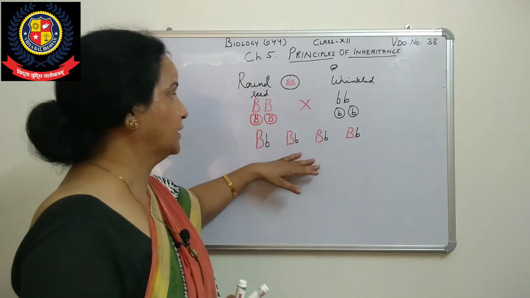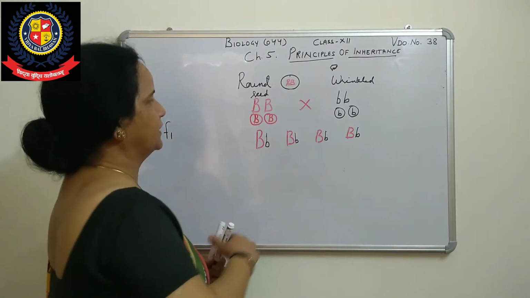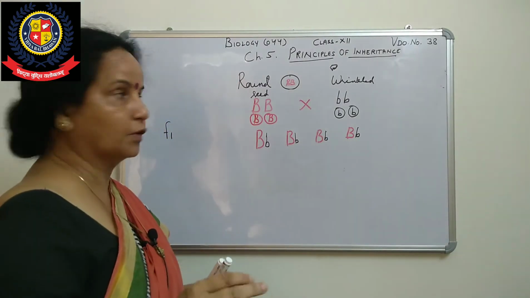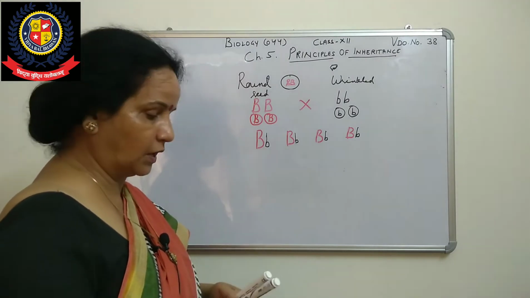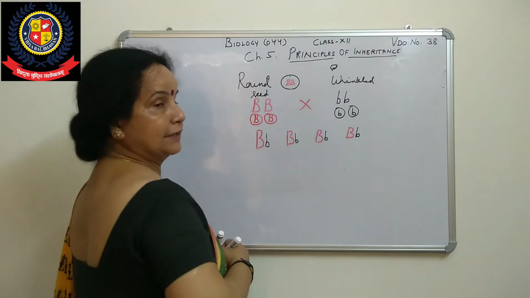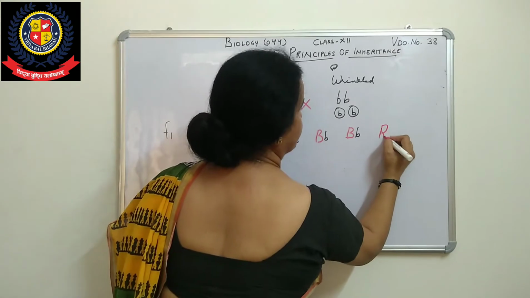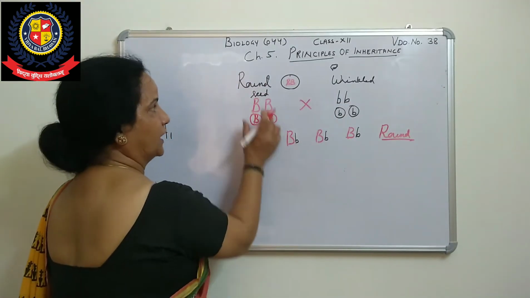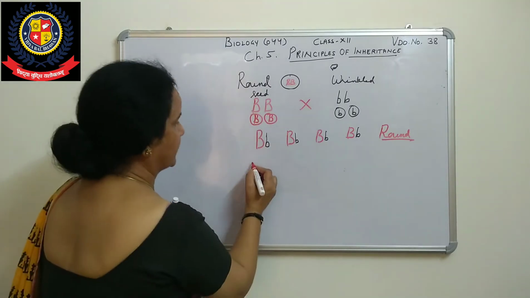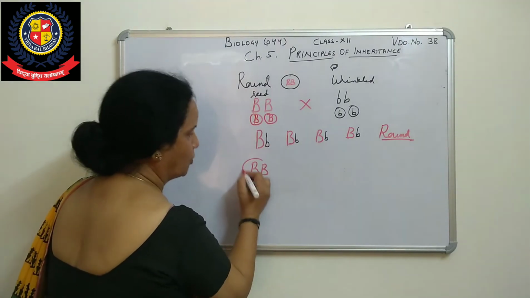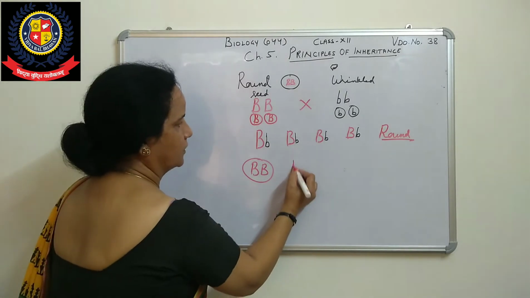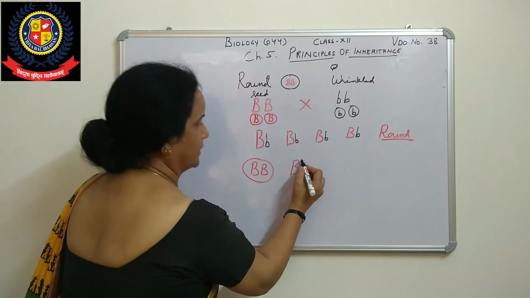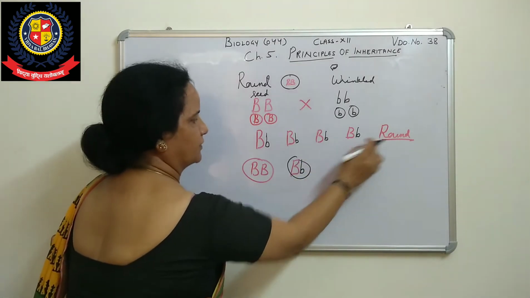So what will happen here? We can see all are round, because round is dominant. All are round, not wrinkled, only round. But the difference is between the completely homozygous and the heterozygous seeds. What is the difference here? What can we see? We are saying that it is round.